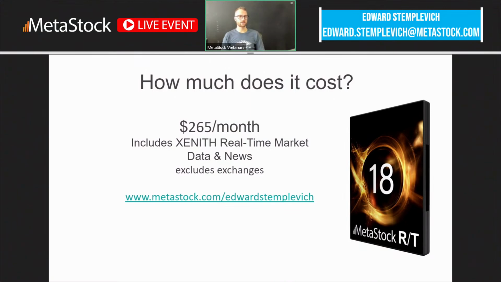There's MetaStock RT, real-time, and Zenith, real-time data, news, and all that stuff, which comes out to $265 per month: $100 for the MetaStock software, $165 for the data feed. That price does exclude exchange fees. Exchange fees are required if you want live data, otherwise it's 15 minutes delayed.